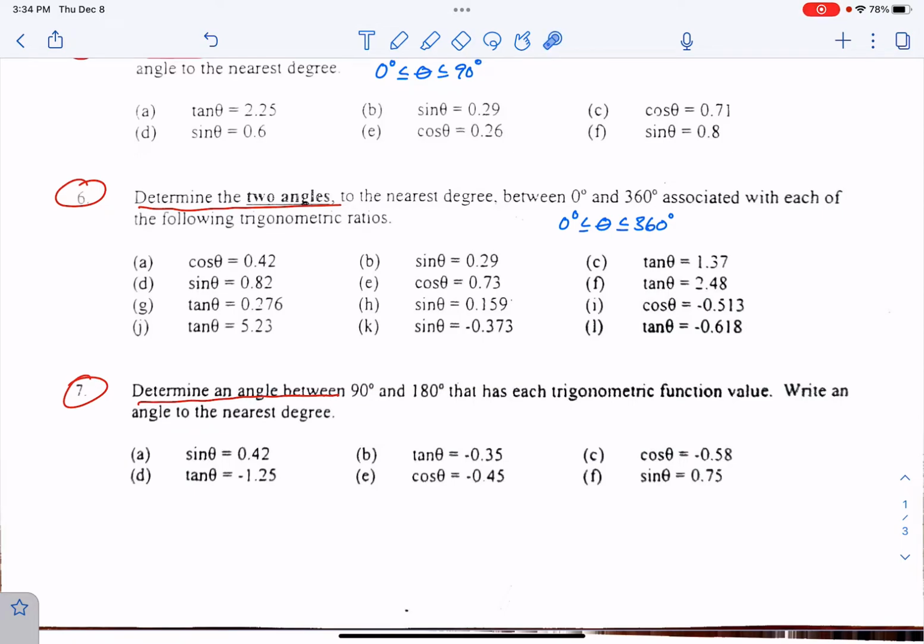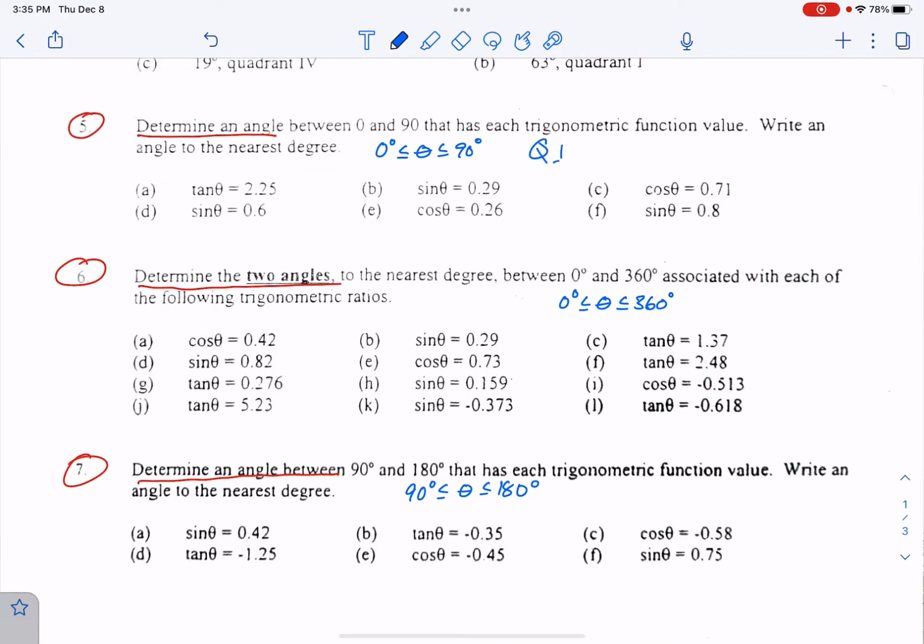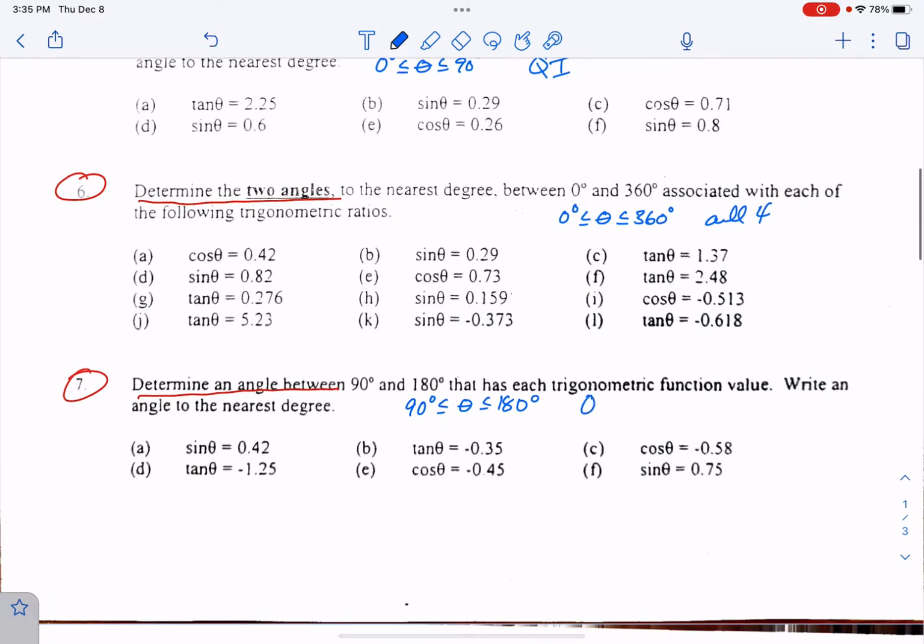And down here, they want only an angle between 90 and 180. So they're wanting our answer to be only in quadrant 2. So this one's only quadrant 2. This one's quadrant 1. They only want answers from there. This one would be all 4 quadrants. And this one is only quadrant 2 that they want answers from.